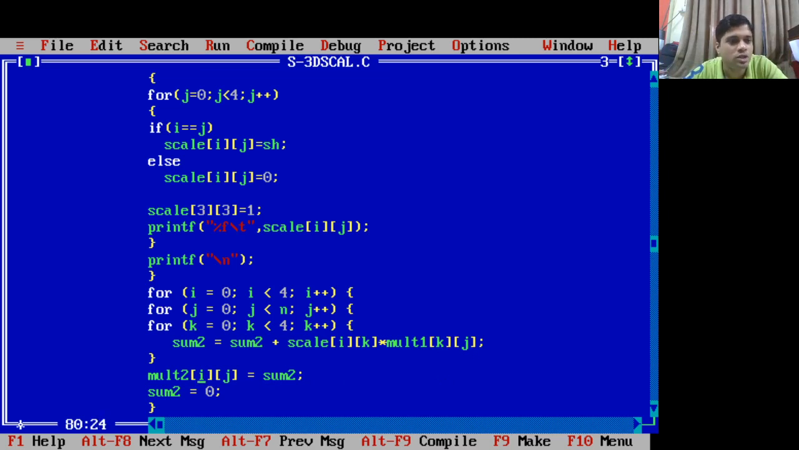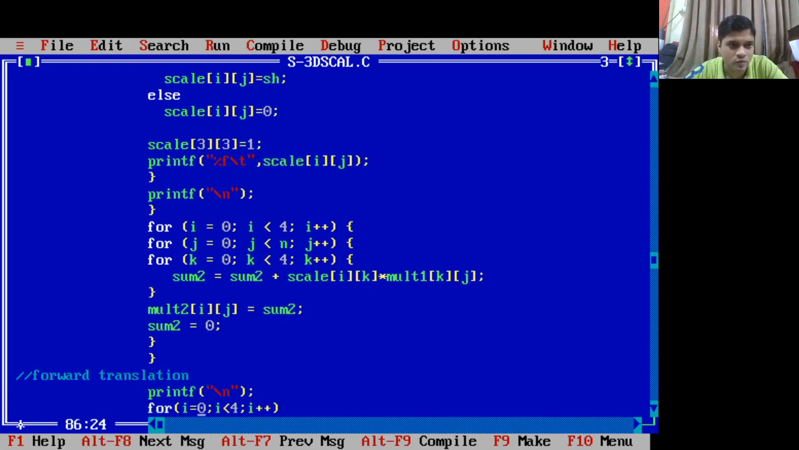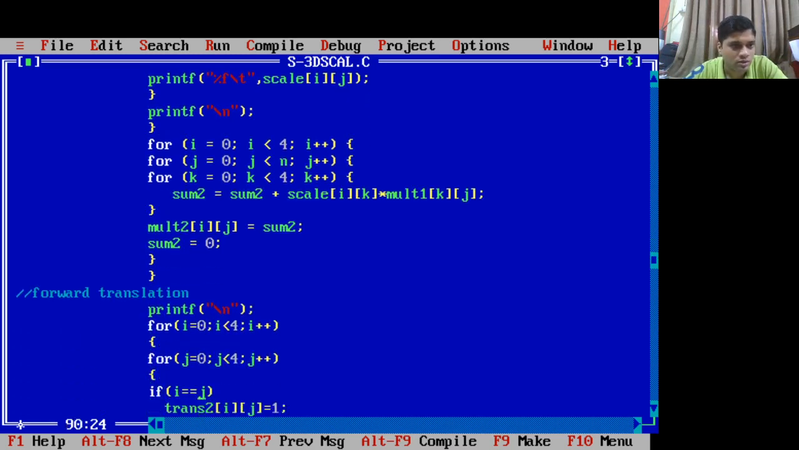Okay, reassigning it to mult 2. So now the answer is with the mult 2 matrix. Then I will perform the forward translation. So I will first generate the forward translation matrix, again with the same strategy.